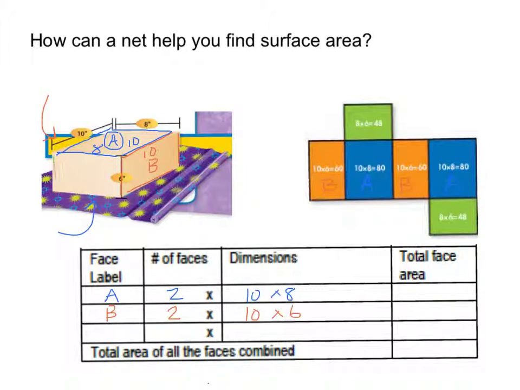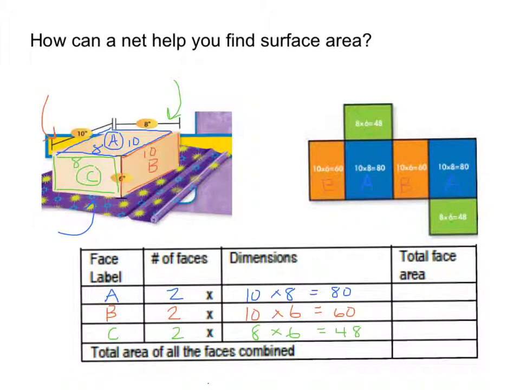And my last piece, I'm going to label C here. This edge is 6, and then we saw that the top edge of that was 8. So it's C, and two of them, one in front, one directly opposite of it, and we have 8 by 6.